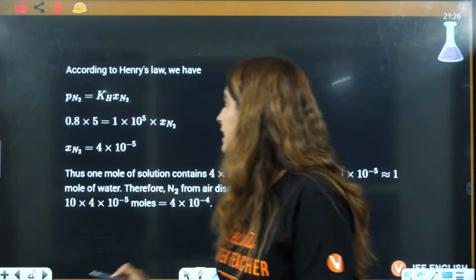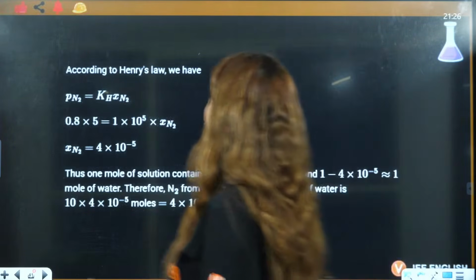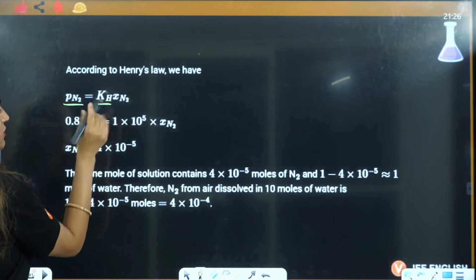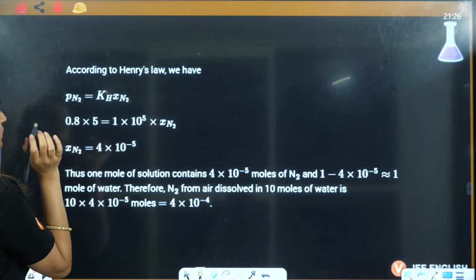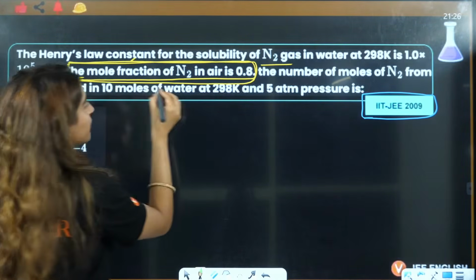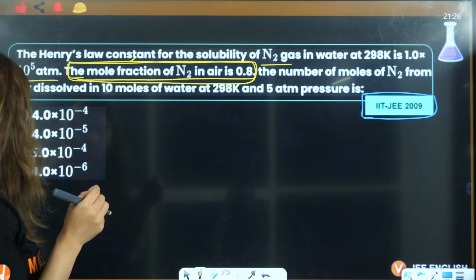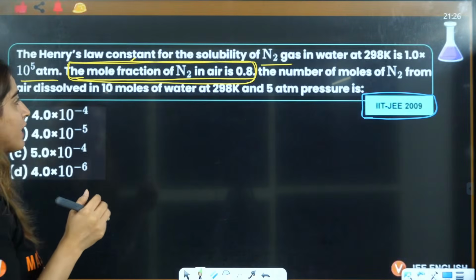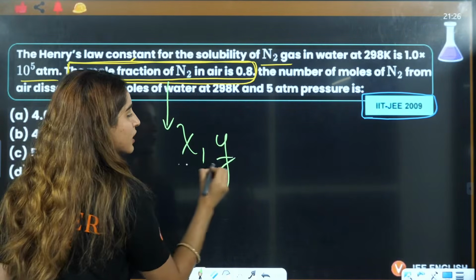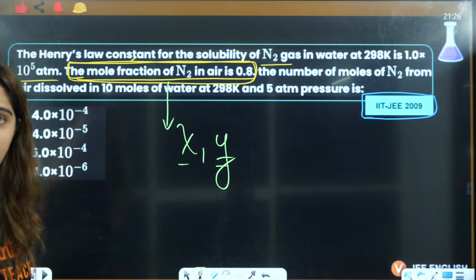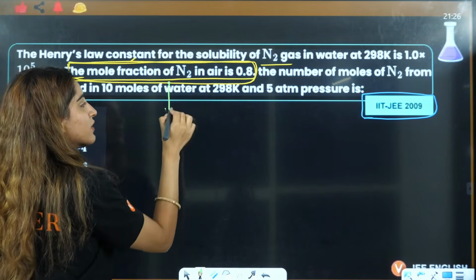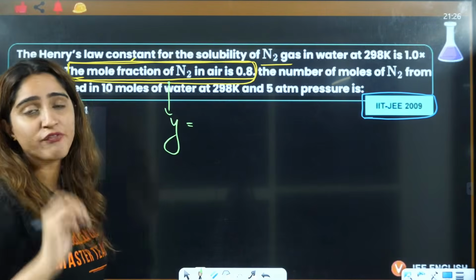So let's see this. First, what they have given you is the pressure of N2. I think you should know the full formula. Tell me first what is given to you, because it is not written in detail, so I'll have to write it. Is it X or Y that is given? Y is given. That means the mole fraction in the vapor phase is given to you.